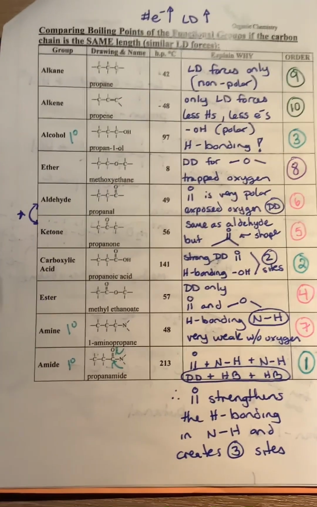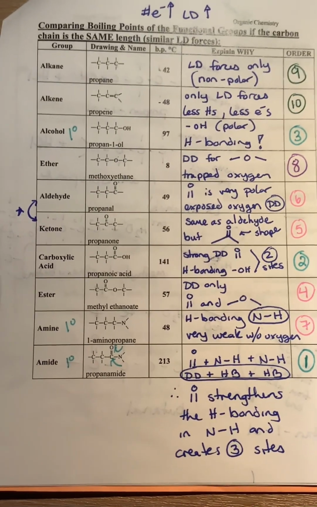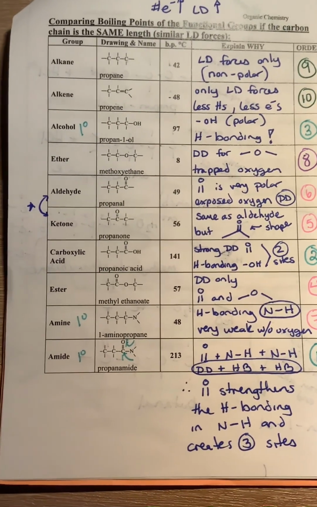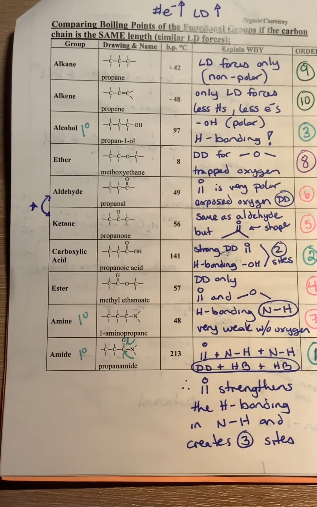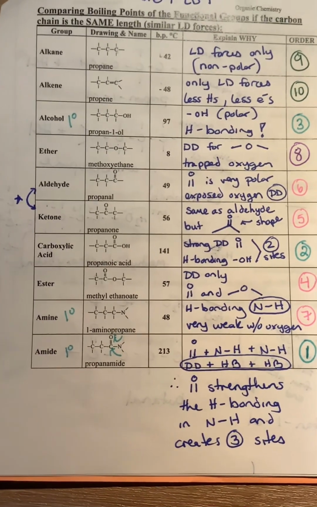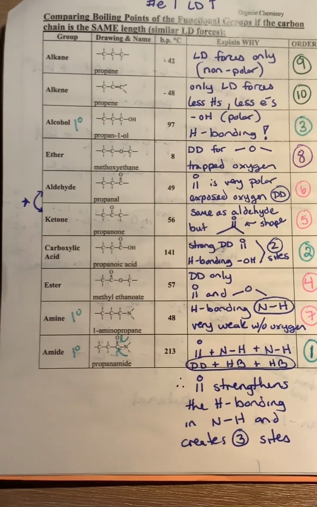Esters are very much like ketones, except they have an extra oxygen. The oxygen is locked in the middle. Because it's locked in the middle, it really doesn't increase the boiling point very much because it's very hard to get to that locked in oxygen between the 2 carbons.